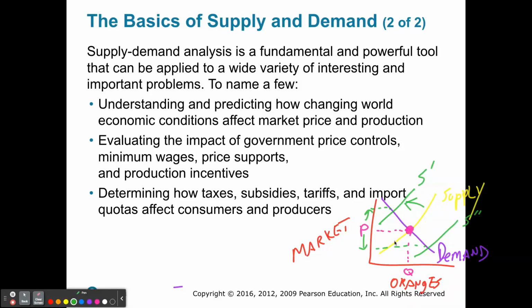So the first bullet point here, predicting how changing conditions can affect the price. Well, you see that right here, right? I did two things that could have affected supply, could have done it that affected demand, but we could then predict what would happen to the price. And alternatively, we can evaluate the impact. That's a very nice way to say it. Evaluate the impact of government price controls.